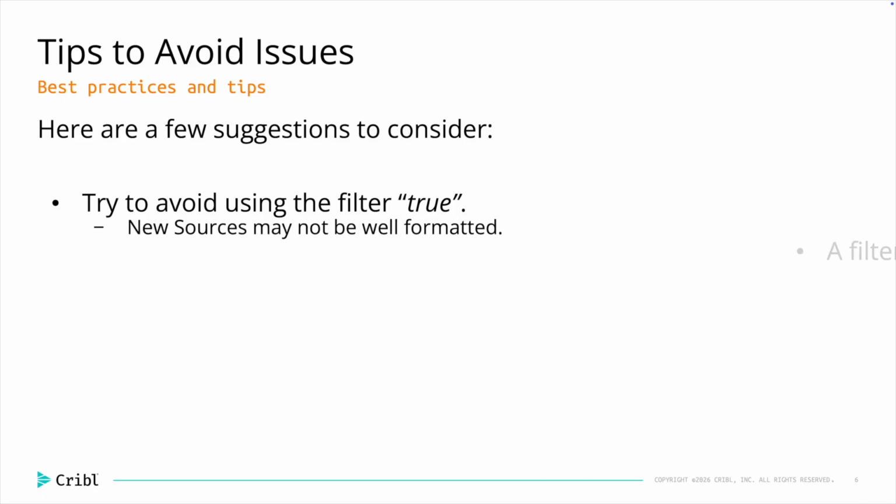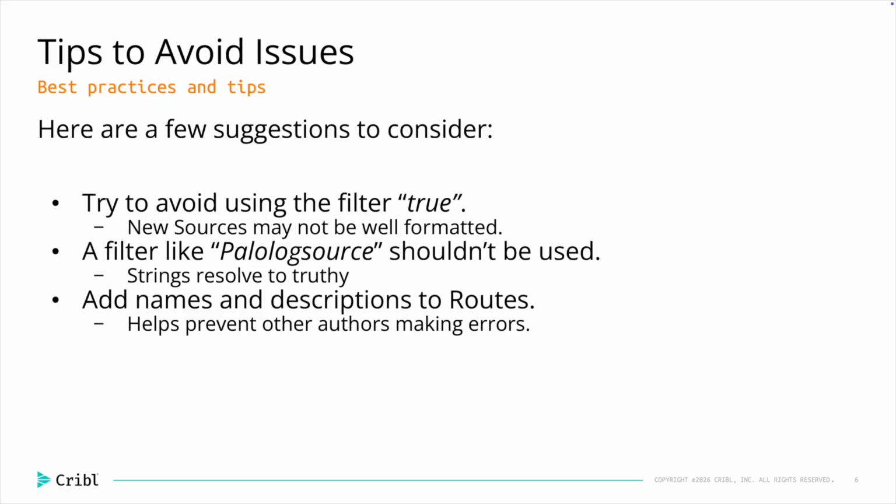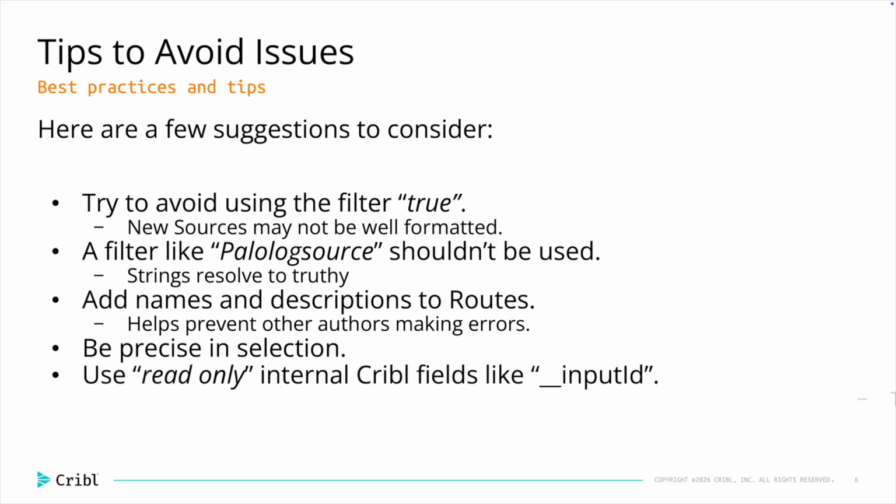For some tips to avoid these issues, you can avoid using that true filter expression. A filter like Palo log source shouldn't be used. Strings often resolve to truthy. You can leave yourself documentation and notes on what your route does, so things like names and descriptions. Be precise in selection. This ensures that data is going to the proper place. And use read-only internal Cribl fields like input ID. These are generally less likely to be altered and are more predictable.